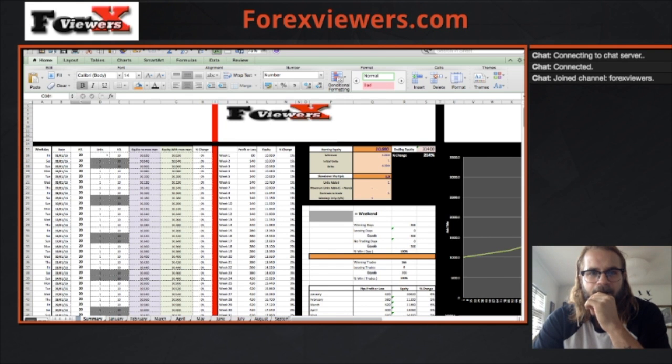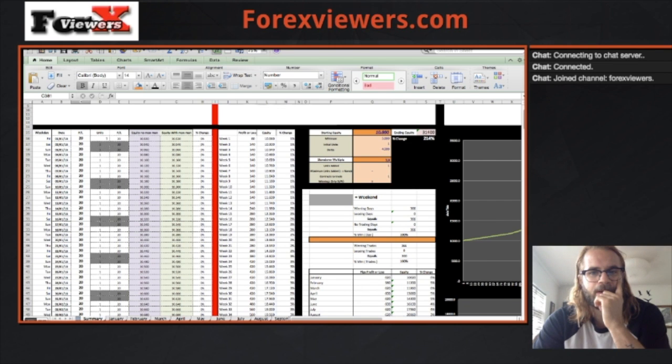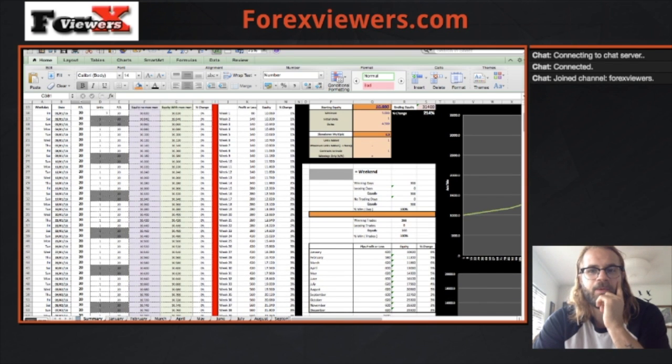But anyway, this is how the sheet works and looks. It's basically the smooth ratio money management sheet over here, and all the calculations over here. The added parts to the sheet are the calculation of the winning days, the losing days, the equals, the no trading days. We have the win percentage in days. We have winning trades, losing trades, and equals, and we have the winning percentage in trades.